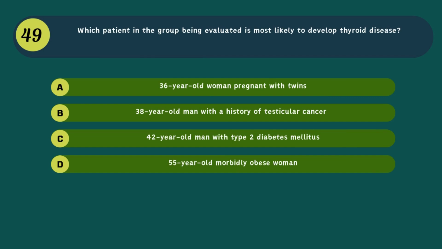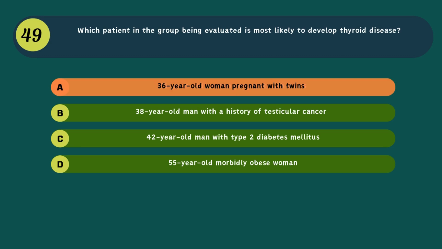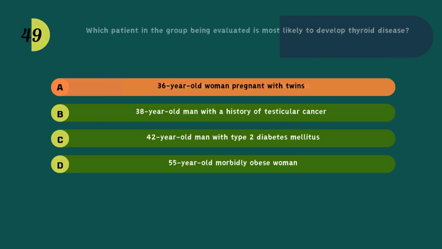Question 49. Which patient in the group being evaluated is most likely to develop thyroid disease? A. 36-year-old woman pregnant with twins. B. 38-year-old man with a history of testicular cancer. C. 42-year-old man with type 2 diabetes mellitus. D. 55-year-old morbidly obese woman. Correct answer. A. 36-year-old woman pregnant with twins.